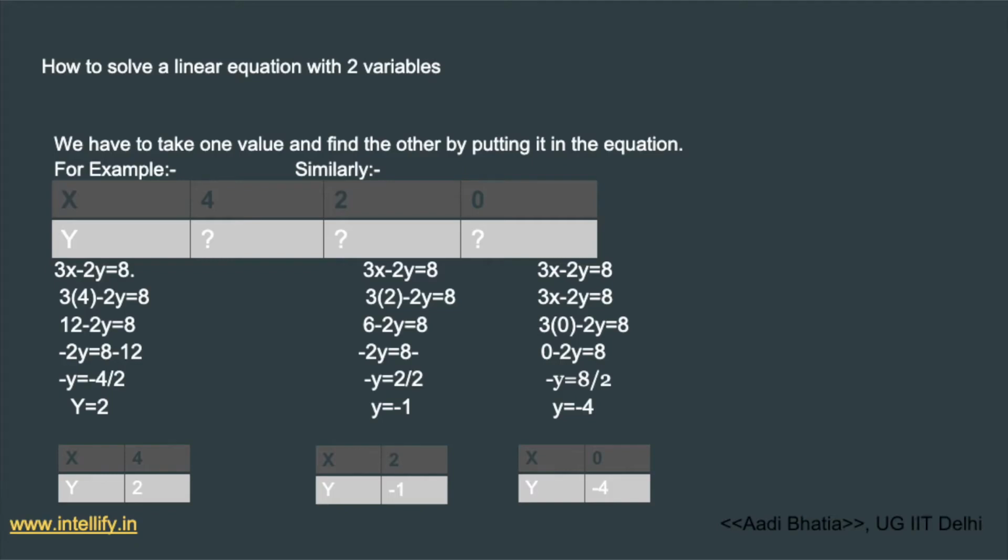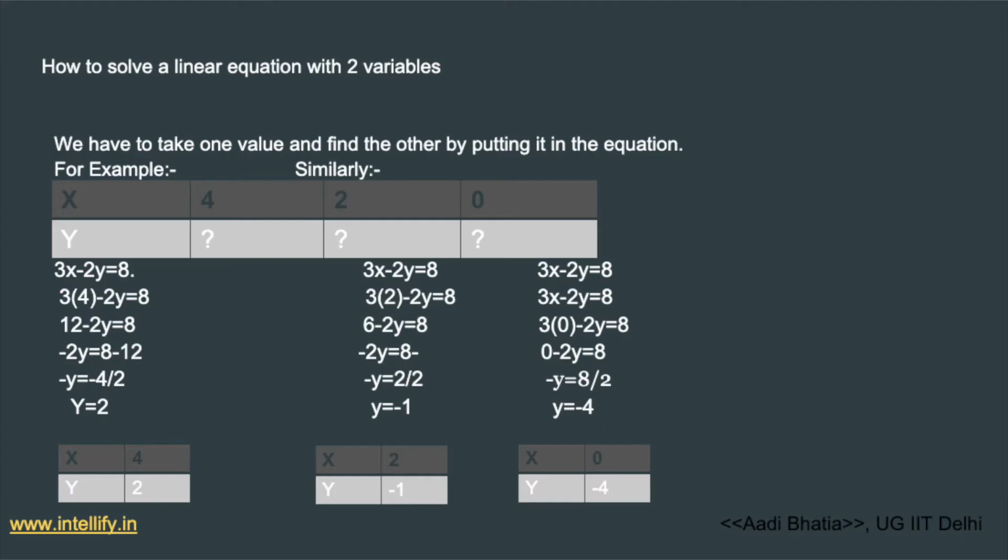Now we're going to solve an example of a linear equation with variables. So how to solve a linear equation with two variables? You have to take one value and find the other by putting it in the equation. For example, I have taken x in the first example as 4. So if 3x minus 2y is equal to 8, we'll take x as 4.